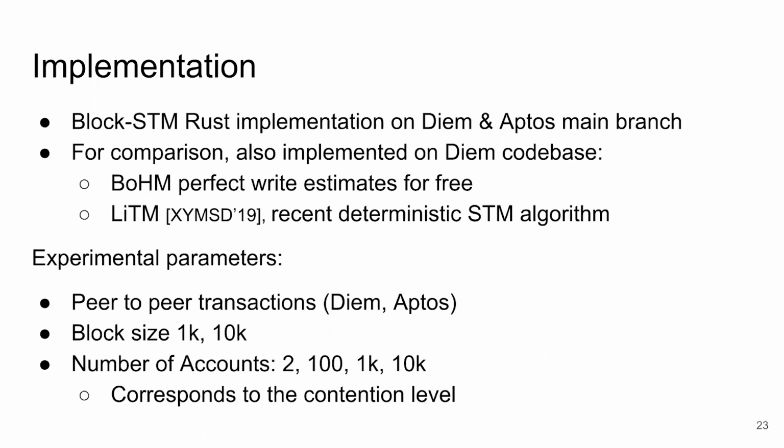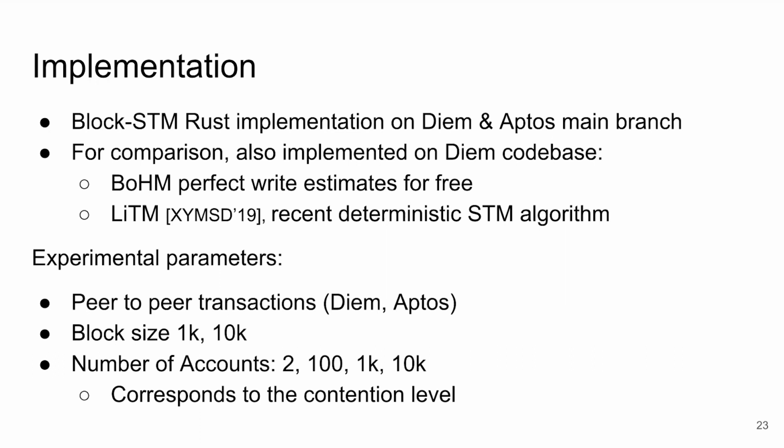So it's non-trivial. What's good about this kind of load is that because it's peer-to-peer, we randomly choose who transfers to whom. And by controlling the number of accounts, we have very good control over the number of conflicts we benchmark on. For instance, if we take two accounts, it's a fully sequential load, because every transaction will read and write the same balances. Then we try incrementally 100, 1K, 10K accounts, and we also try different block sizes.